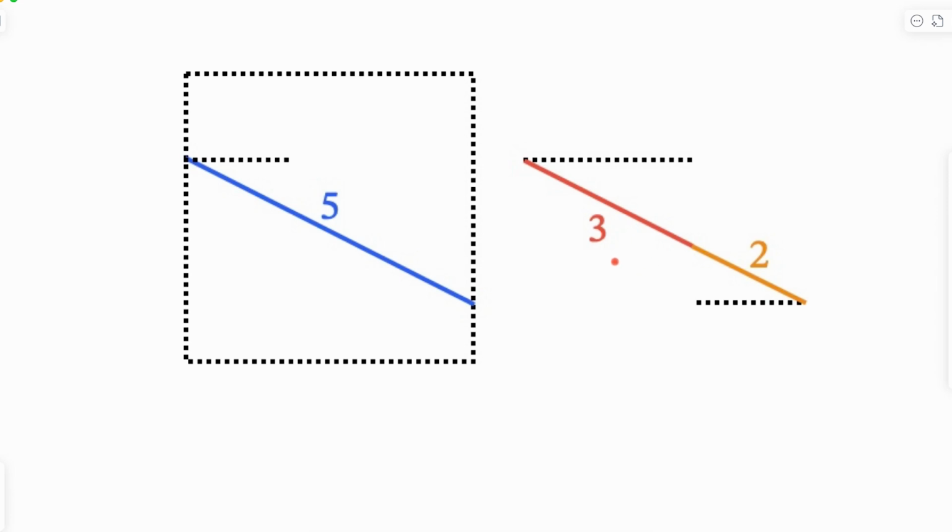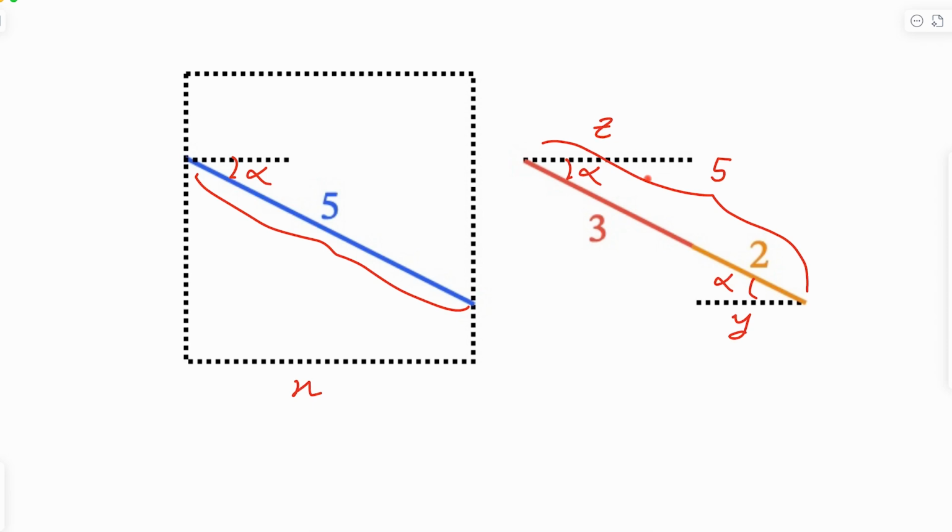If we put these segments side by side, we will have a length of 5 units, which is equal to these lengths. If we consider the slope degree as alpha, we will have also here alpha and also here alpha, because the slope degree and slope lengths of these two are equal. If we consider x, and we already denoted this segment as y and this segment as z, we found that the whole length is x. So finally we will have y plus z is equal to x.